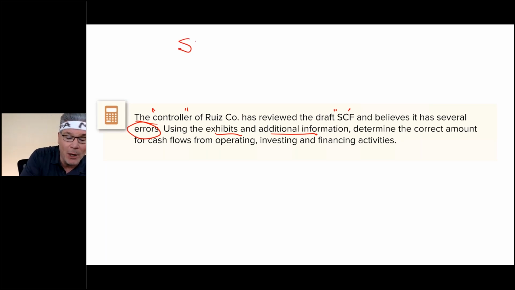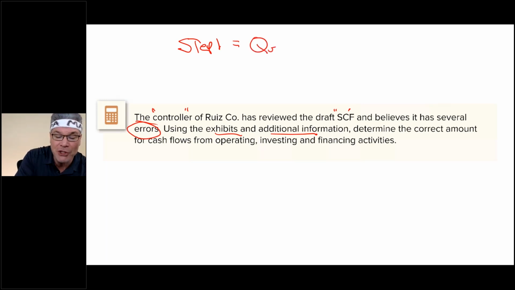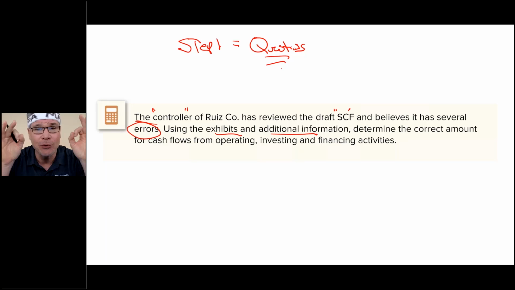Stop right there, folks. Step number 1, when you do a task-based simulation, I call it legalized cheating. What do we always look at first? The questions. What is it that they want me to do with this mountain of information? Because they love to give you distractor information that has no bearing on the solution. So before you get bogged down in all the exhibits and additional information, scan what the questions are, and then you'll know what to do with the facts, because now you're reading the facts in context.